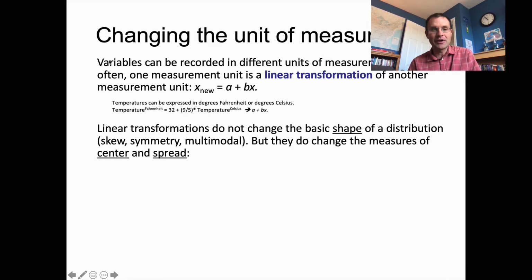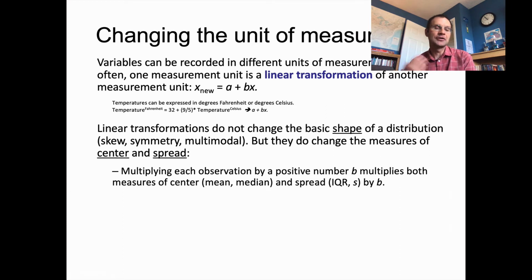So we've seen all this before, and we've also seen this information before, such that linear transformations don't change the basic shape of a distribution, like its skew or symmetry or whether it's multimodal or what have you, but they do change the measures of center and spread according to specific parameters. So multiplying each observation by a positive number b multiplies both measures of center and spread by b. By measures of central tendency, we mean the mean and the median, and spread, things like the interquartile range or the standard deviation. Those get expanded by b, or if b is small, you can also compress them.